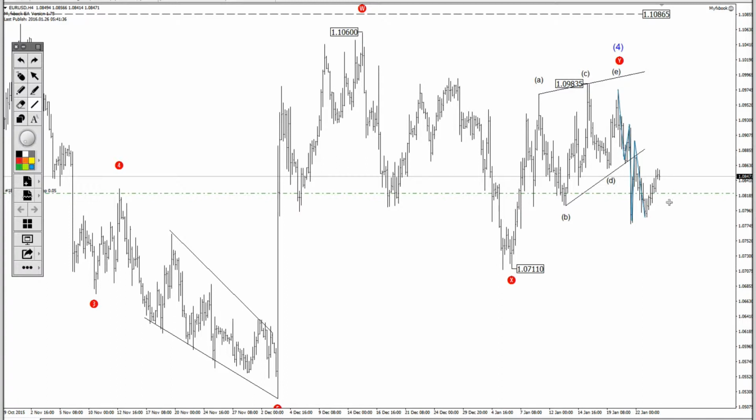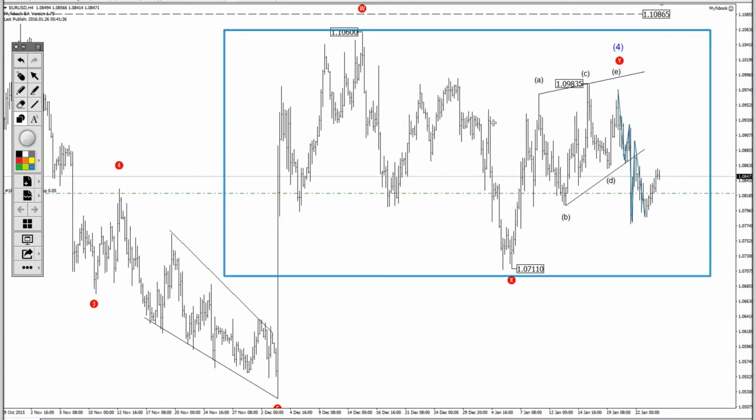Of course, there's a possibility that we are still forming the minus wave 4 correction, this whole structure, which is very complex. So at the moment, my labeling is WXY with the triangle on the Y wave. But if we get more upside, start to approach 109.5, 109.3 levels about, then we can look into this in more detail and maybe label this in a different manner.